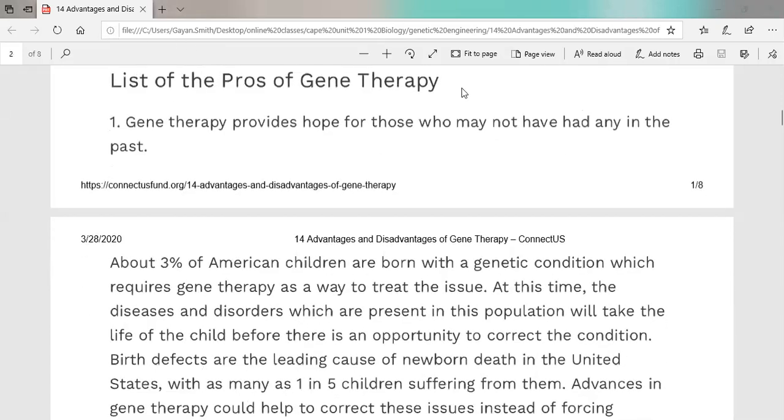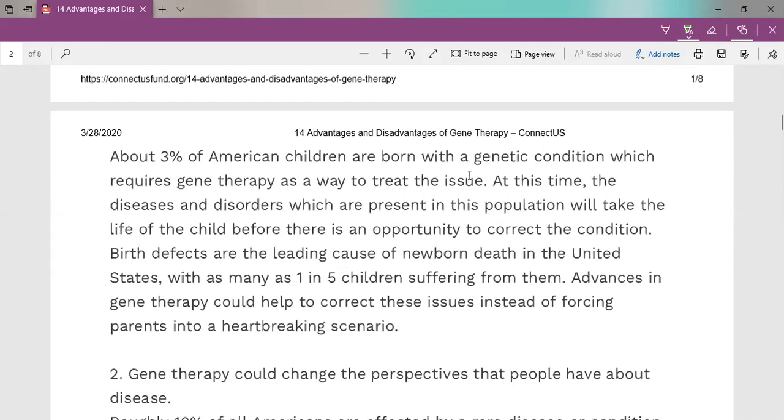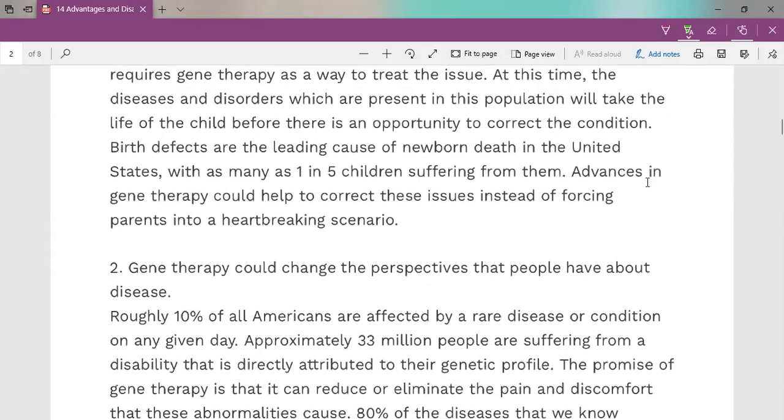All right, let's go through the list of the pros. So the first pro so far is that it provides hope for those that may not have had any in the past. So about 3% of American children are born with a genetic condition which requires gene therapy as a way to treat the issue. At this time, the diseases and disorders which are present in this population will take the life of the child before there is an opportunity to correct the condition. Birth defects are the leading cause of newborn deaths in the United States, with as many as 1 in 5 children suffering from them. So advances in gene therapy could help to correct these issues instead of forcing parents into a heartbreaking scenario.